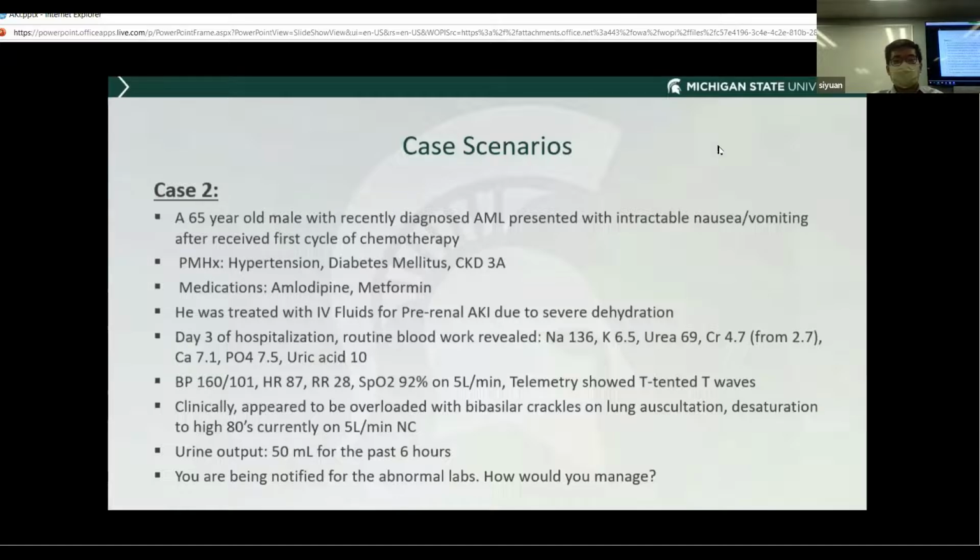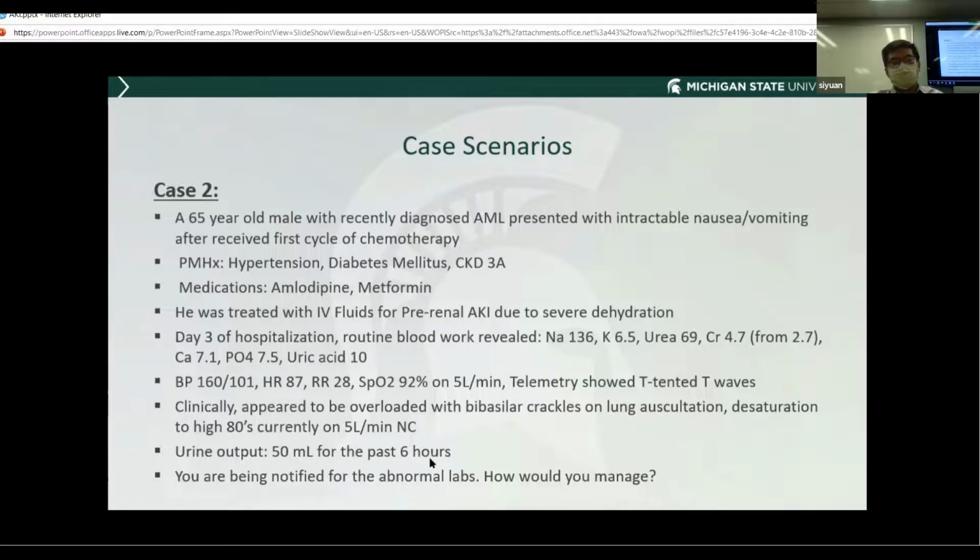On day 3 of hospitalization, his AKI worsened, with creatinine rising from 2.7 to 4.7. His potassium went up to 6.5. His calcium was a bit low, 7.1. Phosphate and urea were elevated too. Clinically, when you see him, he's a bit overloaded with some crackles in the lungs. He has started needing some oxygen. His blood pressure is a little on the higher side, and the EKG on telemetry shows some tall T waves.